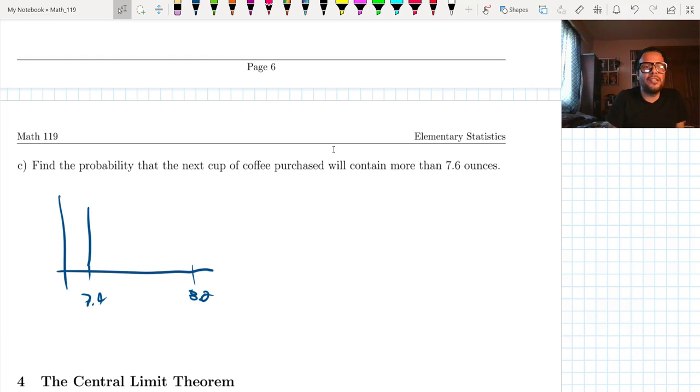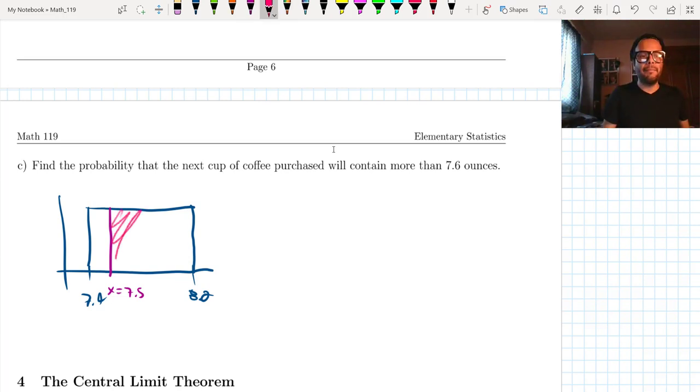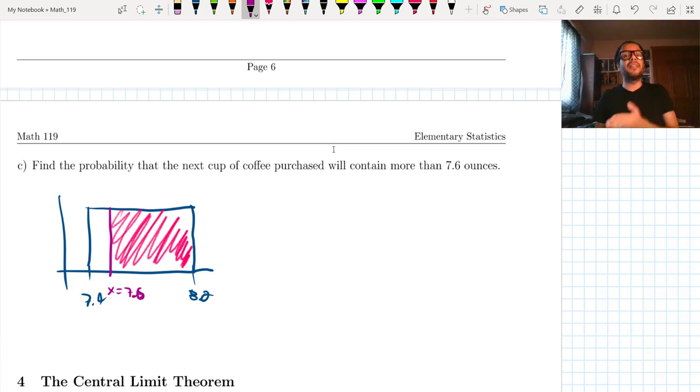So this will be our region. In this case, they're asking us to find the probability that the next cup of coffee will contain more than 7.6. So this is our 7.6 here. But more than 7.6 will be all the way between 7.6 and 8.2. Okay, so in this case, one of the givens is actually one of the questions.